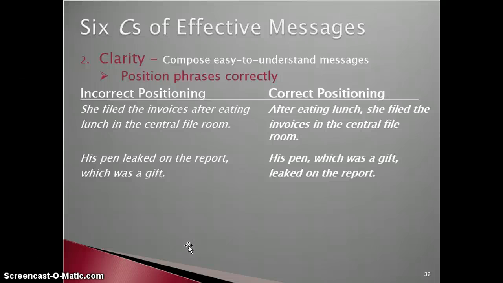The second example, his pen leaked on the report, which was a gift. What was a gift? The pen or the report? Again, a correct position would be, his pen, which was a gift, leaked on the report.